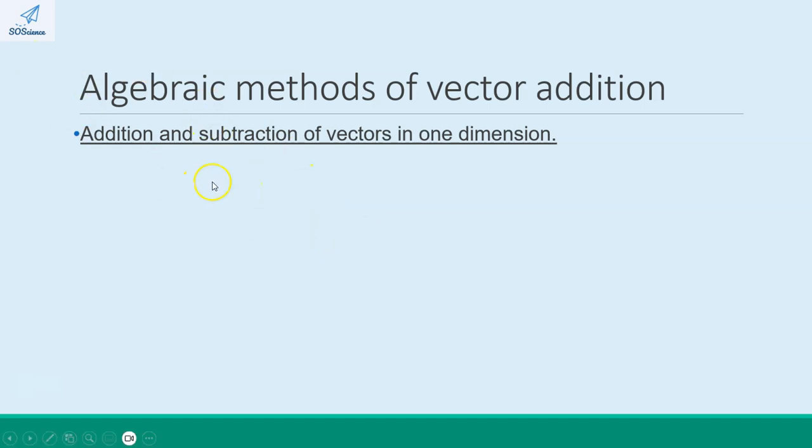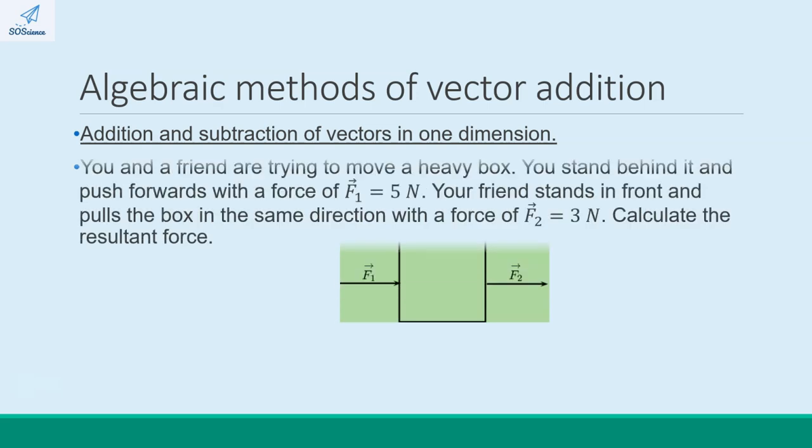So let's first look at the addition and subtraction of vectors that are in one dimension. So that means that the vectors are parallel to one another. You and a friend are trying to move a heavy box. You stand behind it and push forward with this force, F1, of 5 newtons. Your friend stands in front and pulls the box with this force over here, F2, of 3 newtons. Calculate the resultant force.